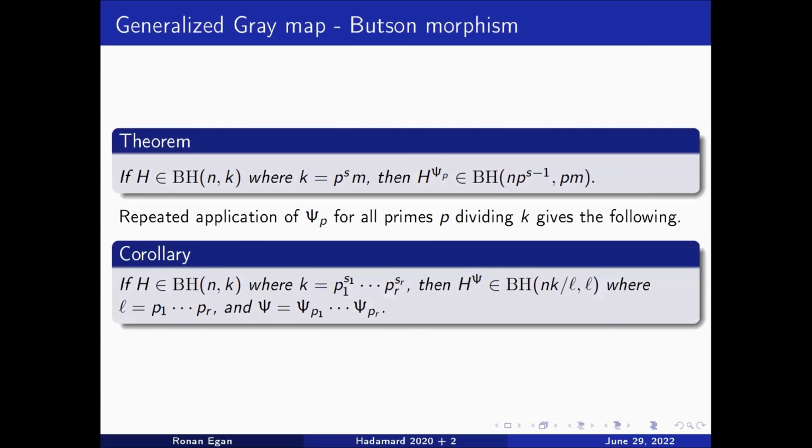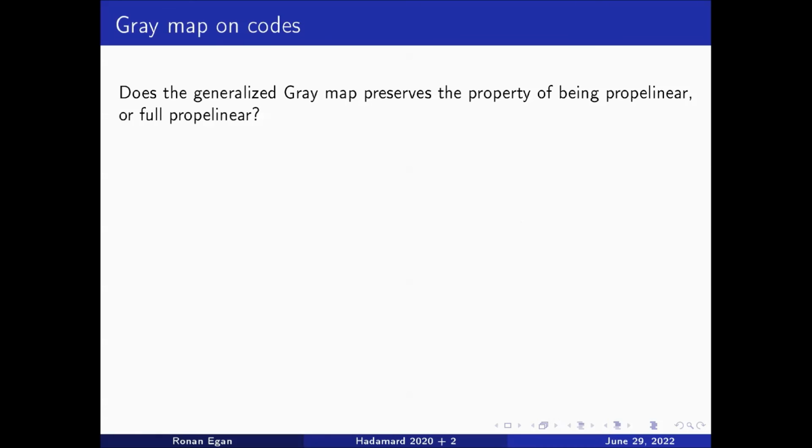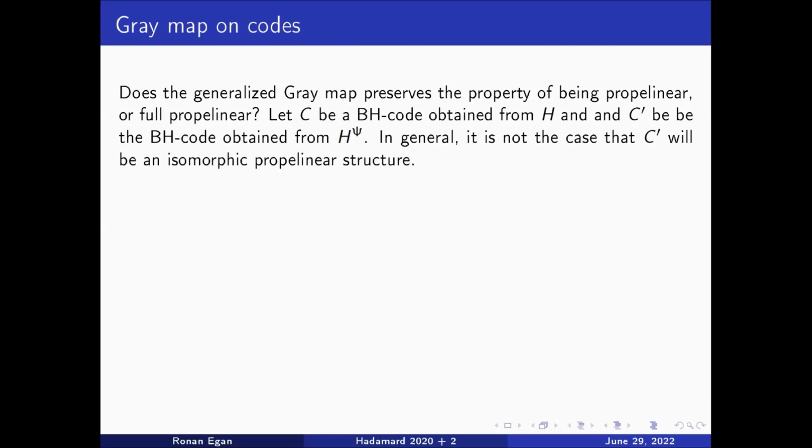Now, what I would have gone on to say, but I might skip, I'll just do this last slide here, is the natural question to ask if you're interested in codes: does this preserve the property of being propylinear, full propylinear, if you apply this to your matrix to begin with? Unfortunately, the answer in general is no. Sometimes it does, but in general, this is not the case.